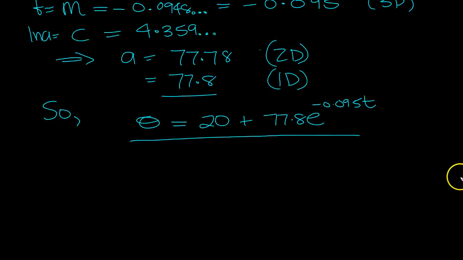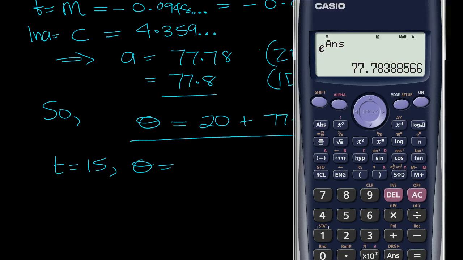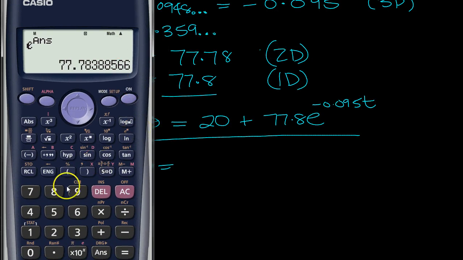So temperature. Okay, so what will the temperature be after 15 minutes, it asks for. So t equals 15. Theta is equal to, let's put it in, I'll put the calculator over here, when t is 15: 20 plus 77.8 times e to the minus 0.095 times 15, equals 38.7.